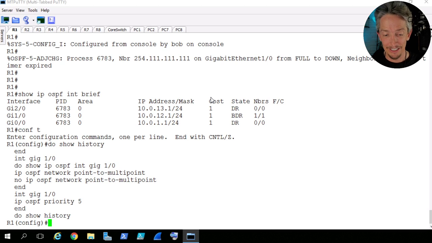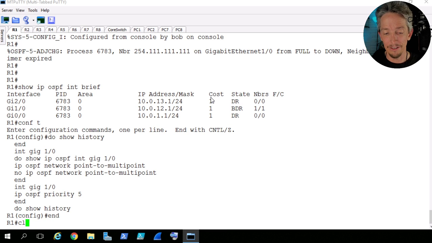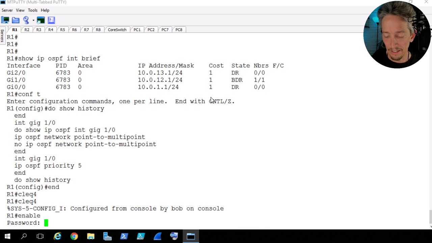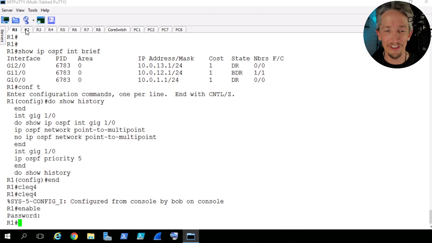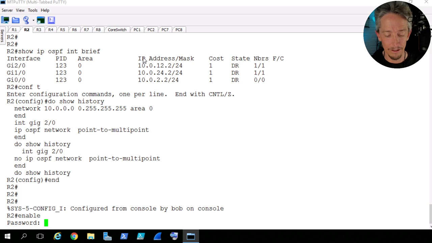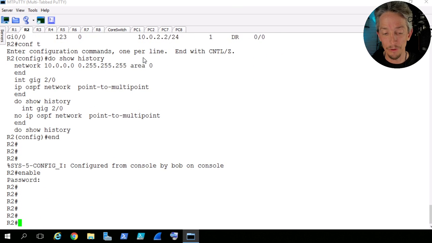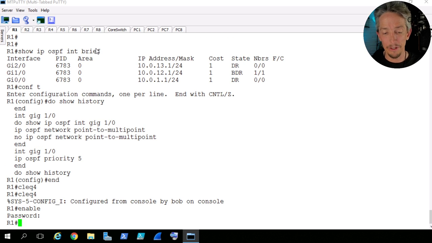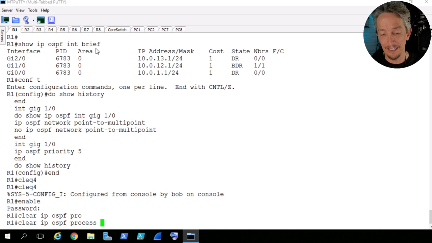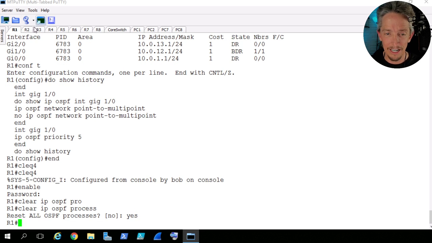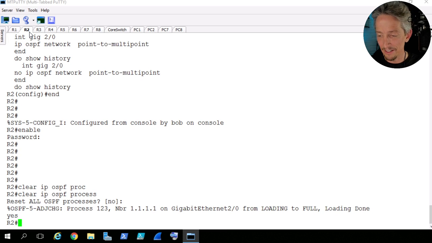I'm curious. So to do that, I need to go into a fully accessible privilege mode. All right, so we'll do a clear IP OSPF process. And I'm not going to press enter yet. I'll do that on R1, clear IP OSPF process. That doesn't actually remove the config, it just restarts it. And I will say yes to that, press enter, and on R2, yes to that, press enter.